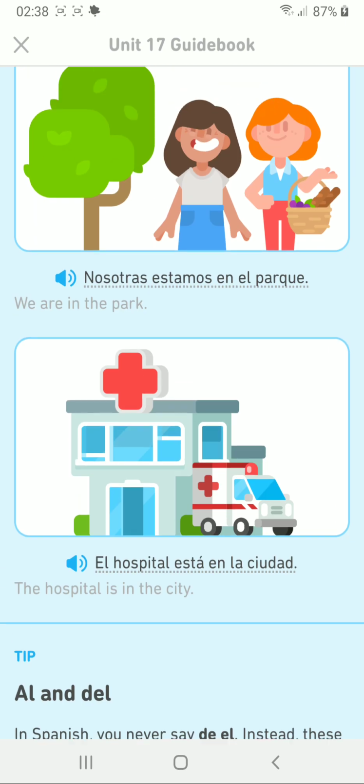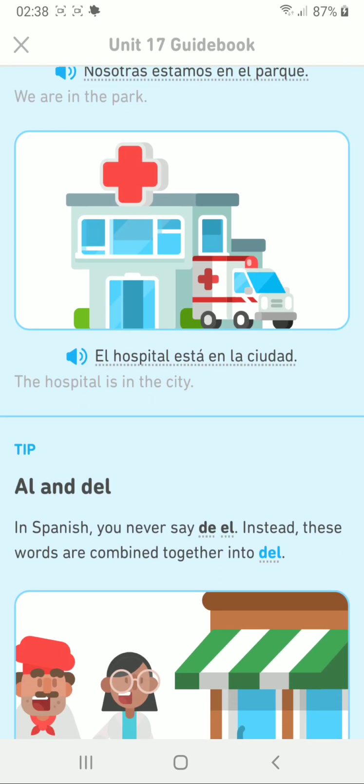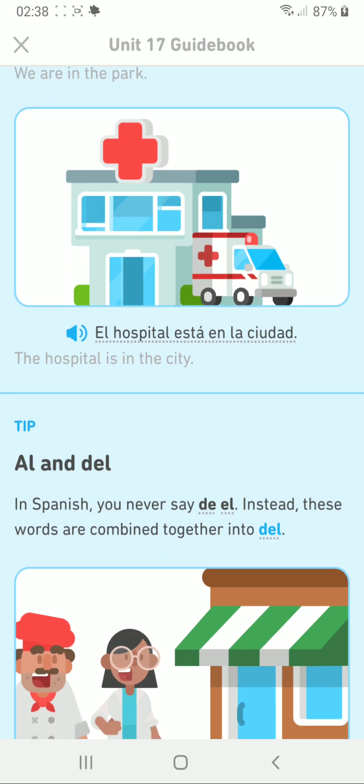O nosotras, because there are two women. So estamos en el parque. El hospital está en la ciudad. So where is it? So we also say en el centro and so on. So the hospital is in the city, en la ciudad, en el centro de la ciudad.